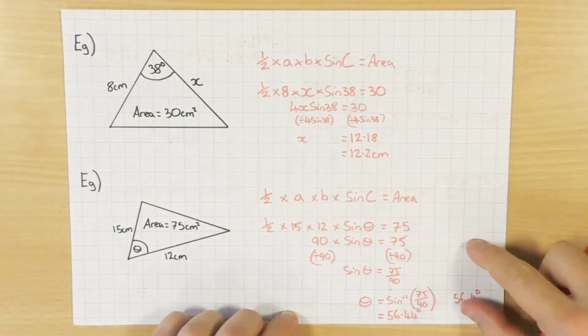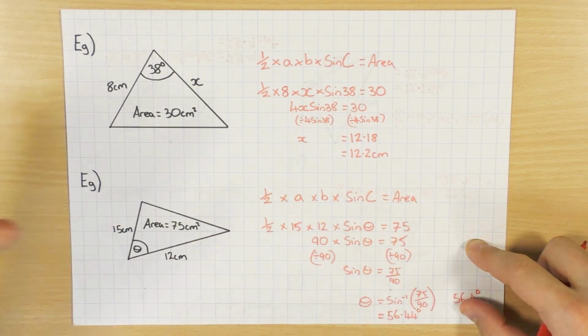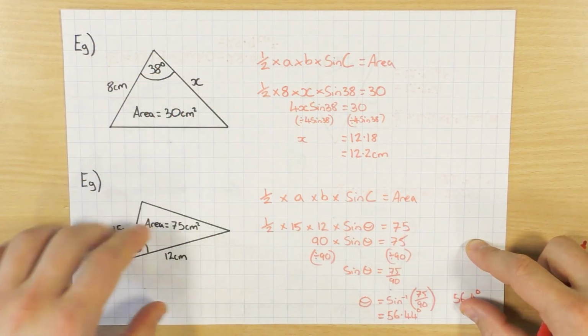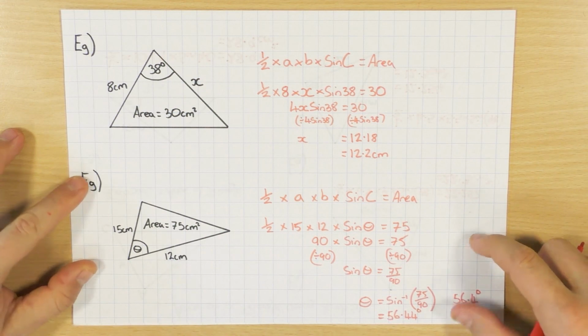Okay, so lots of examples there of how to work out the area. If you've got the area, how to work out the side, and if you've got the area, how to work out an angle. So hopefully that helps.